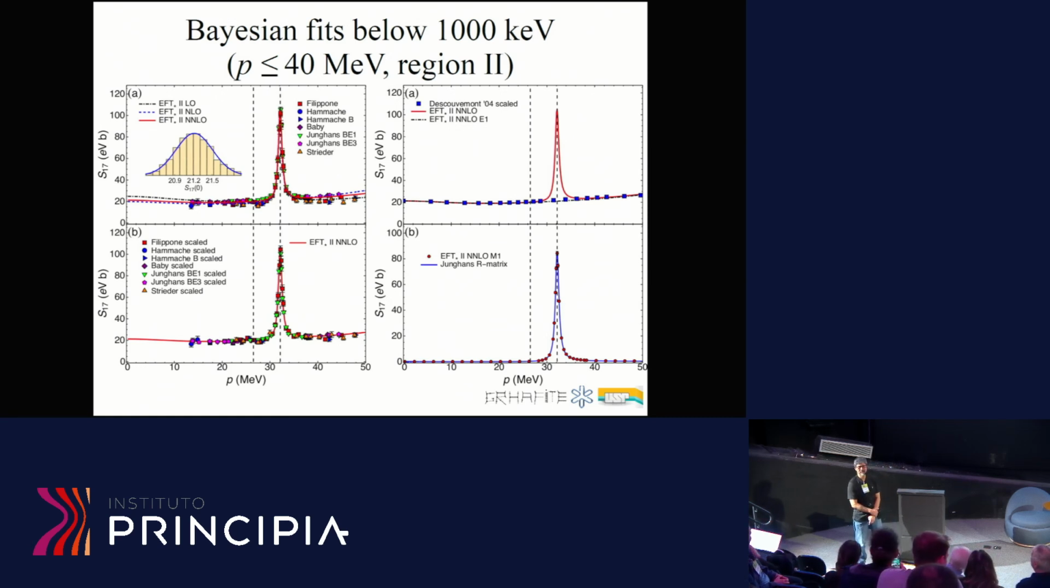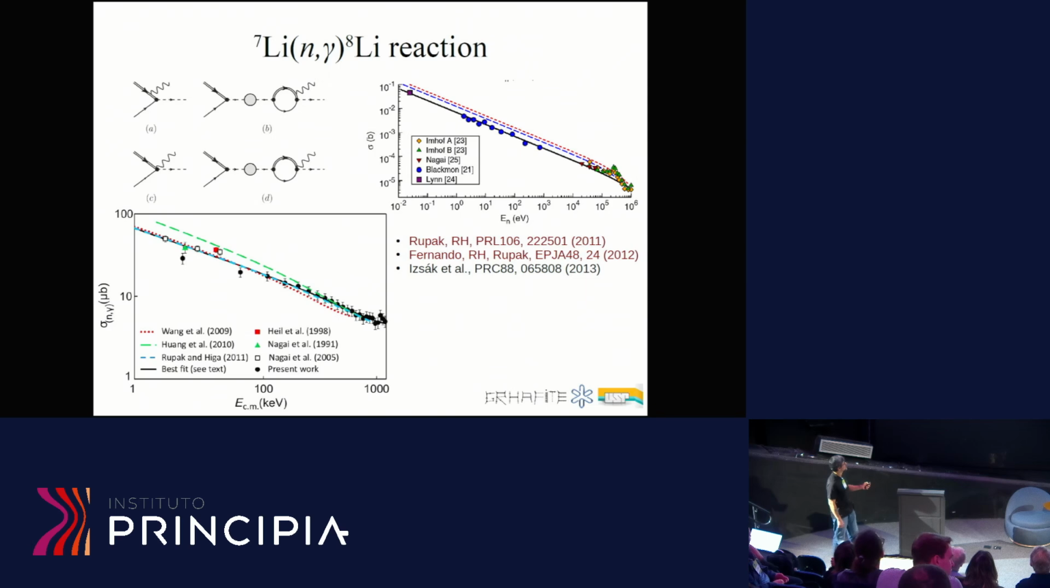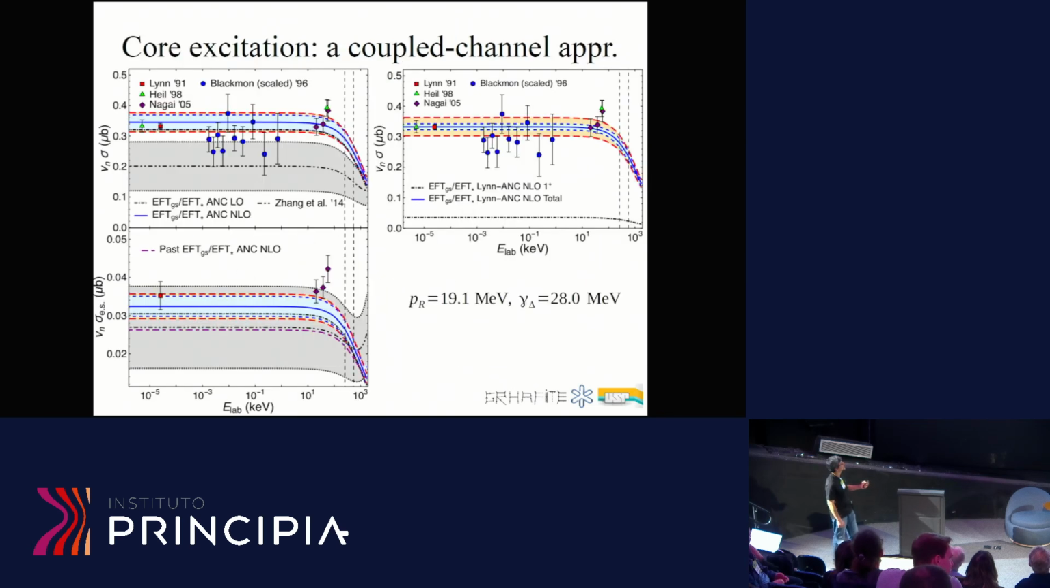Any other questions? Maybe I have a last one. Can you go back to your comparison of the different calculations for the lithium-7 reaction? Yes, so this plot, that one you just had. So which is which here? Is there a discrepancy between the two different EFT frameworks for this reaction?